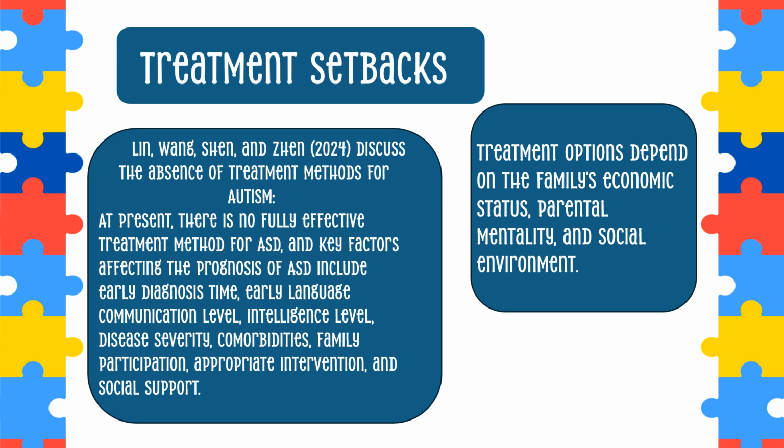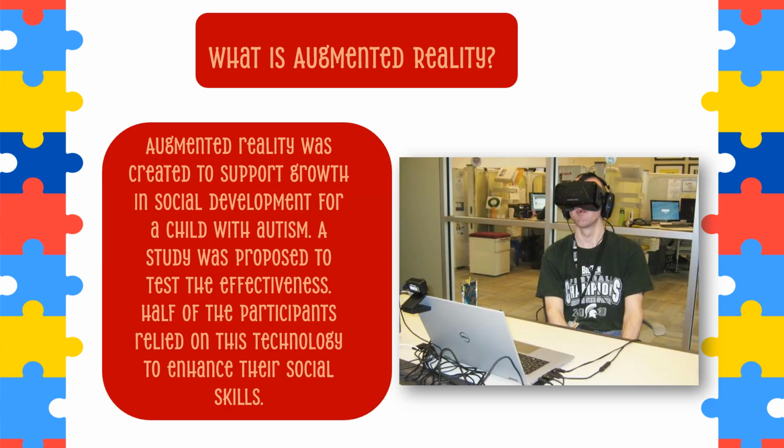In order to receive the best treatment, early diagnostic time, early language communication level, intelligence level, disease severity, family participation, appropriate intervention, and social support are key. These options also depend on the family's economic status, parental mentality, and the social environment.